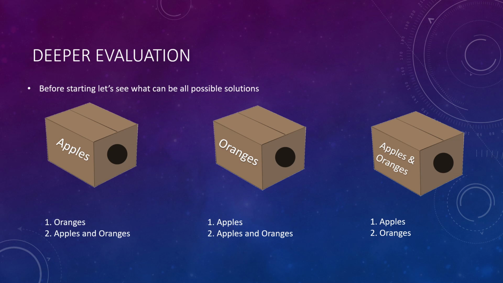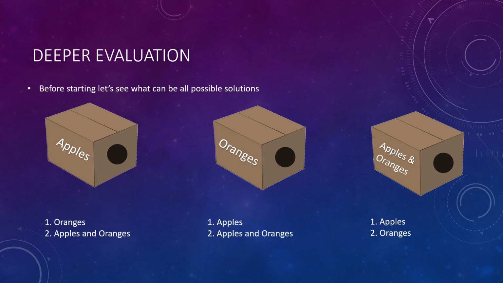Okay, let's look at the problem. So the box labeled apples will contain oranges or apples and oranges. The box labeled oranges will contain apples or apples and oranges. And the box labeled apples and oranges will contain apples or oranges. Now what do you think? From which box should you make a pick?